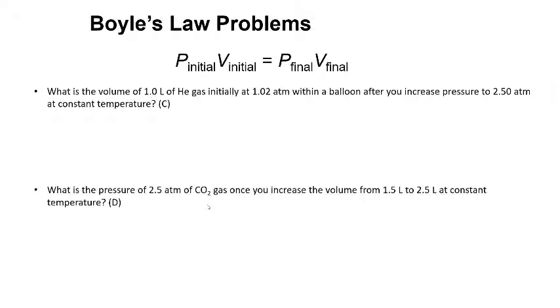Next, what is the pressure of 2.5 atmospheres of carbon dioxide gas once you increase the volume from 1.5 liters to 2.5 liters at constant temperature?